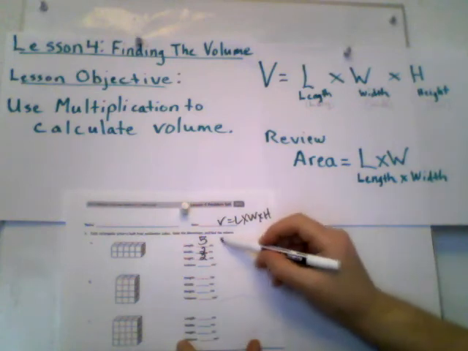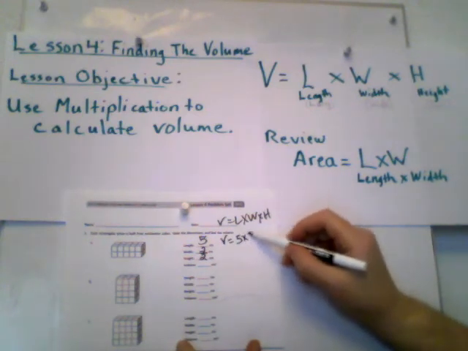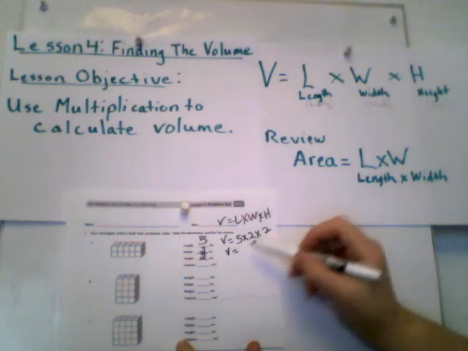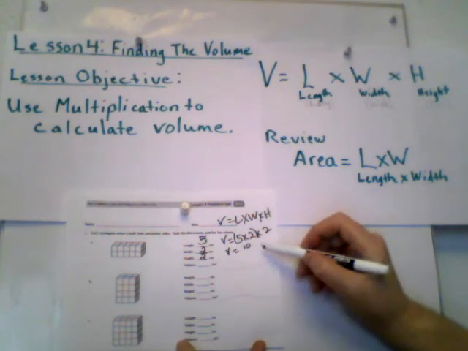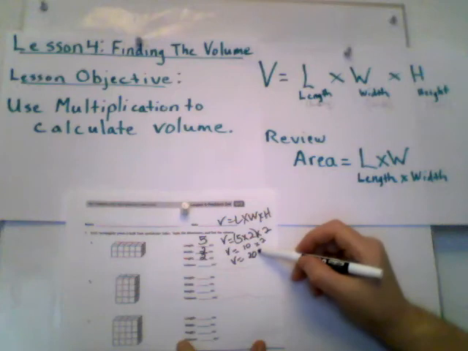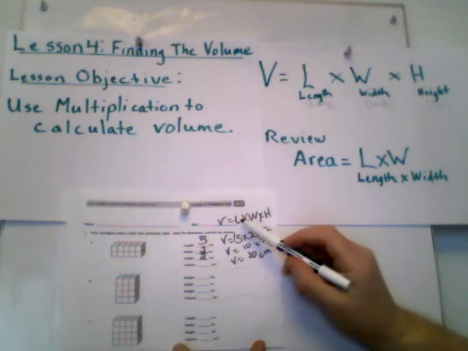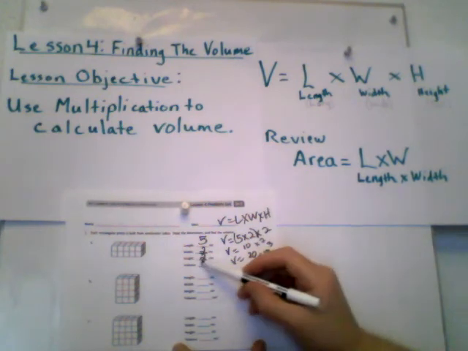And our formula, volume equals length times width times height. So I plug those numbers into our formula and I have 5 times 2 times 2. So the first thing I'm going to do is multiply my first two numbers. 5 times 2 is 10. And then 10 times 2 is 20. 20 centimeters cubed. Now it's cubed because I have 3 sides. Length, width, height. 3 sides, so it would be cubed.